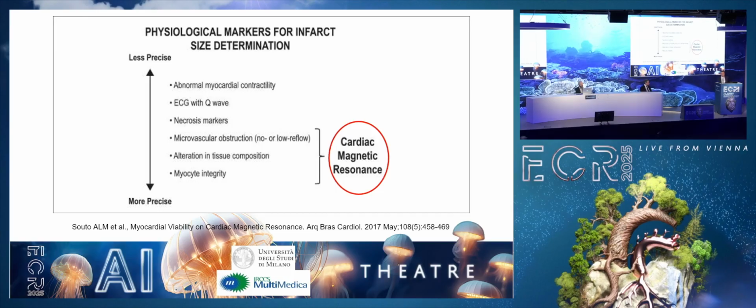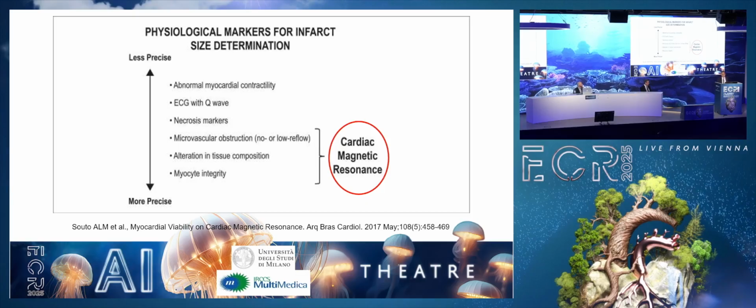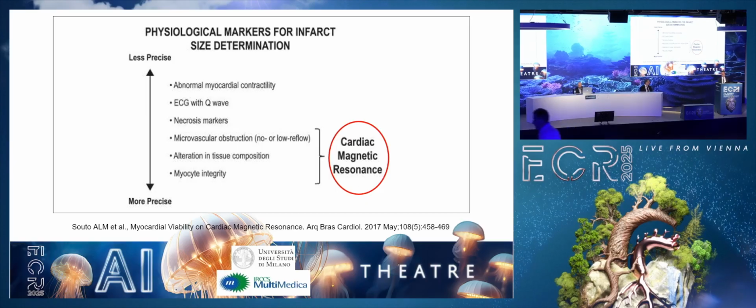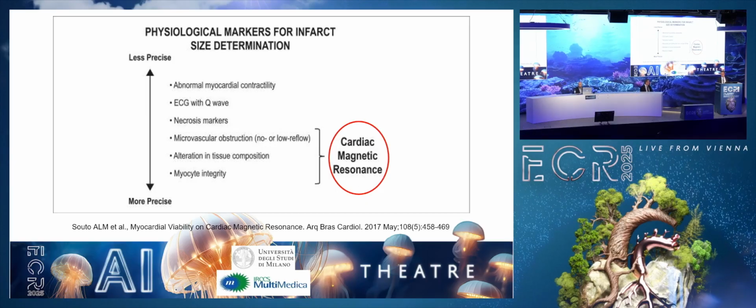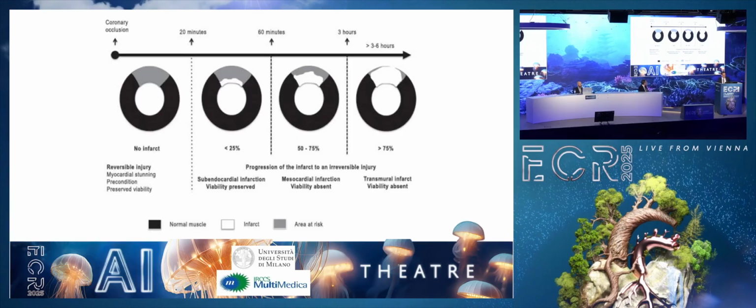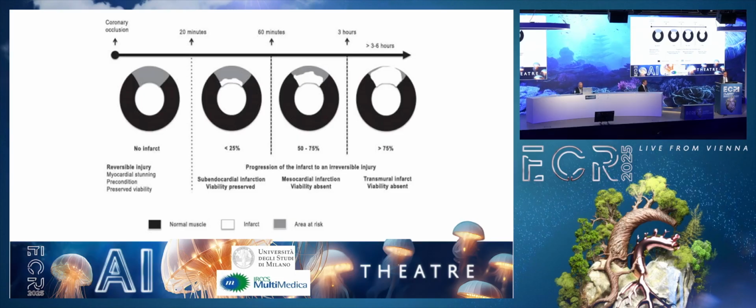The clinical context is patients with acute infarct, and with cardiac MRI we can depict microvascular obstruction, and we can depict alterations in tissue composition and myocyte integrity. Those are the more precise physiological markers to indicate the presence of the infarct. And here you can see the progression of the infarct in the heart. Here there is no fibrotic tissue. Here it's present as subendocardial fibrotic tissue that grows, becoming a transmural infarct, so a real infarct of the myocardium.